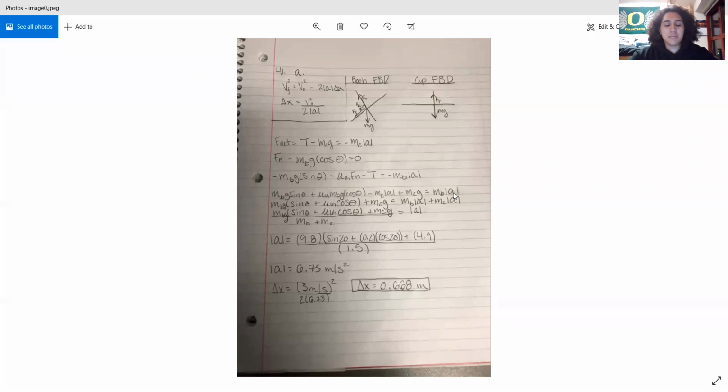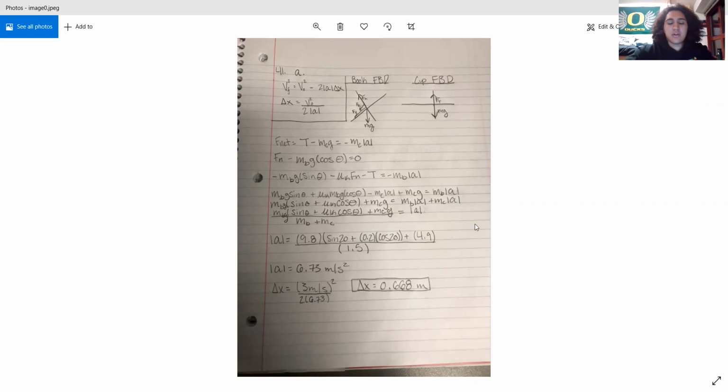Okay, so my first problem is problem 41, and 41 reads: the 1 kilogram physics book in figure P7.41 is connected by a string to a 500-gram coffee cup. The book is given a push up the slope and released with a speed of 3 meters per second. The coefficients of friction are μs equaling 0.5 and μk equaling 0.2. Part A asks, how far does the book slide?